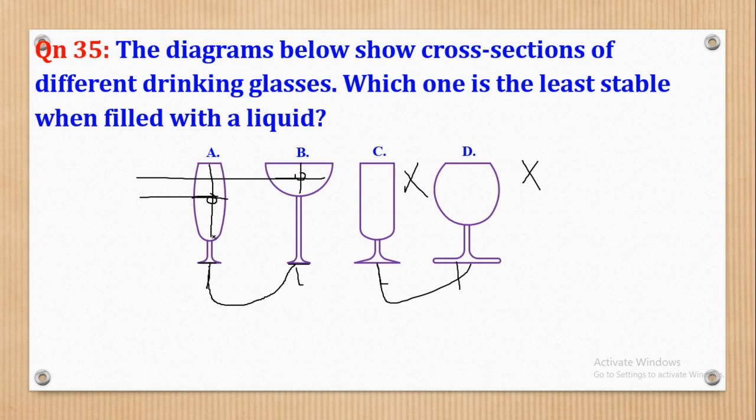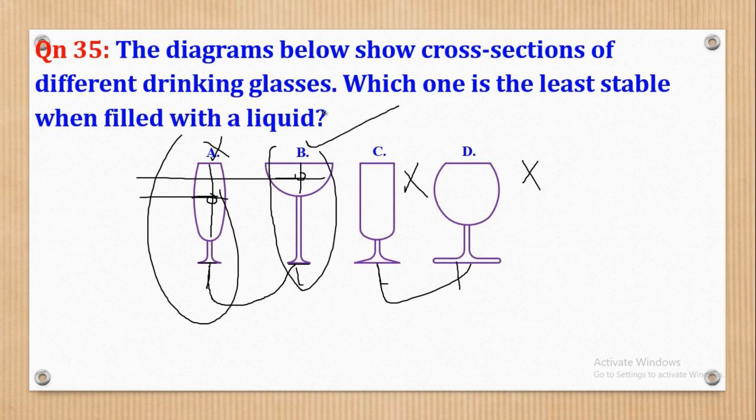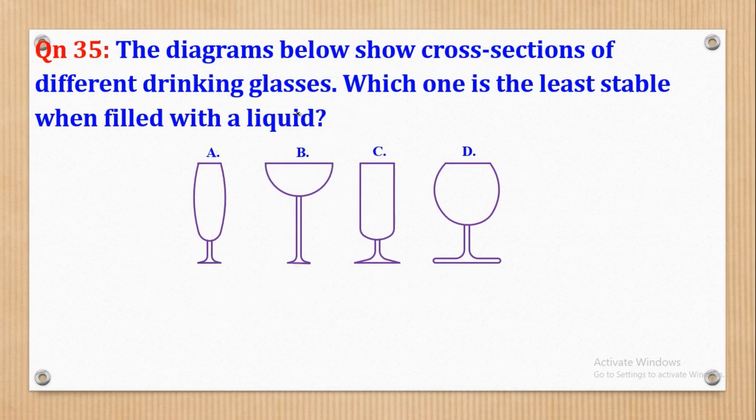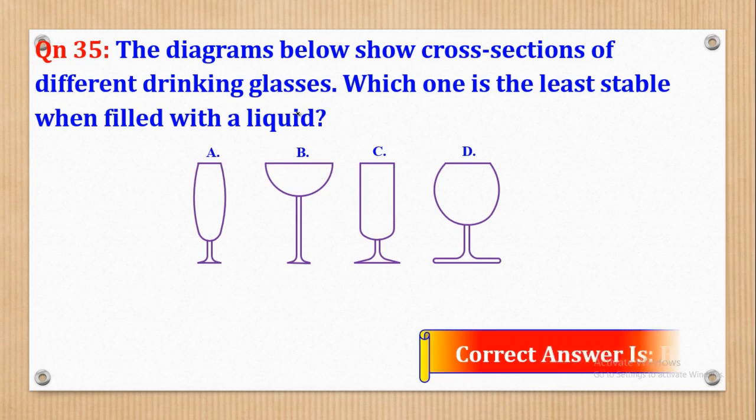What does that mean? It means that the higher the center of gravity from the ground, the more unstable. Therefore, option B is more unstable than option C, and than option A. In that case, we shall say that this one is also less, not the least stable, and this will be the least stable. Therefore, we shall say that the correct answer is B.